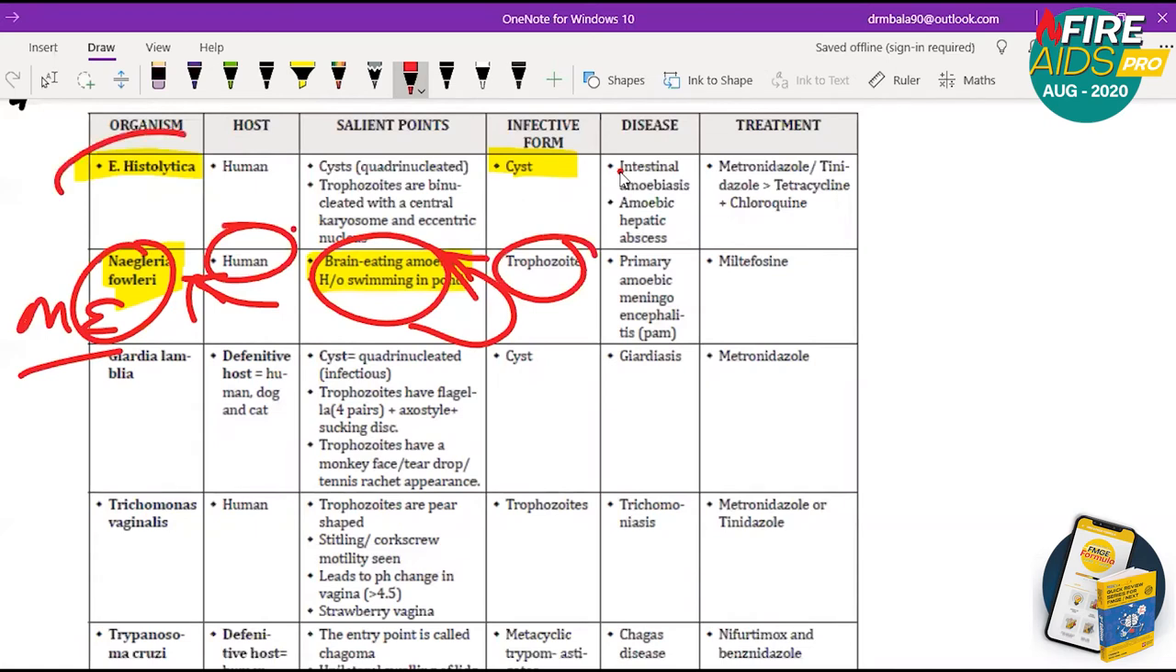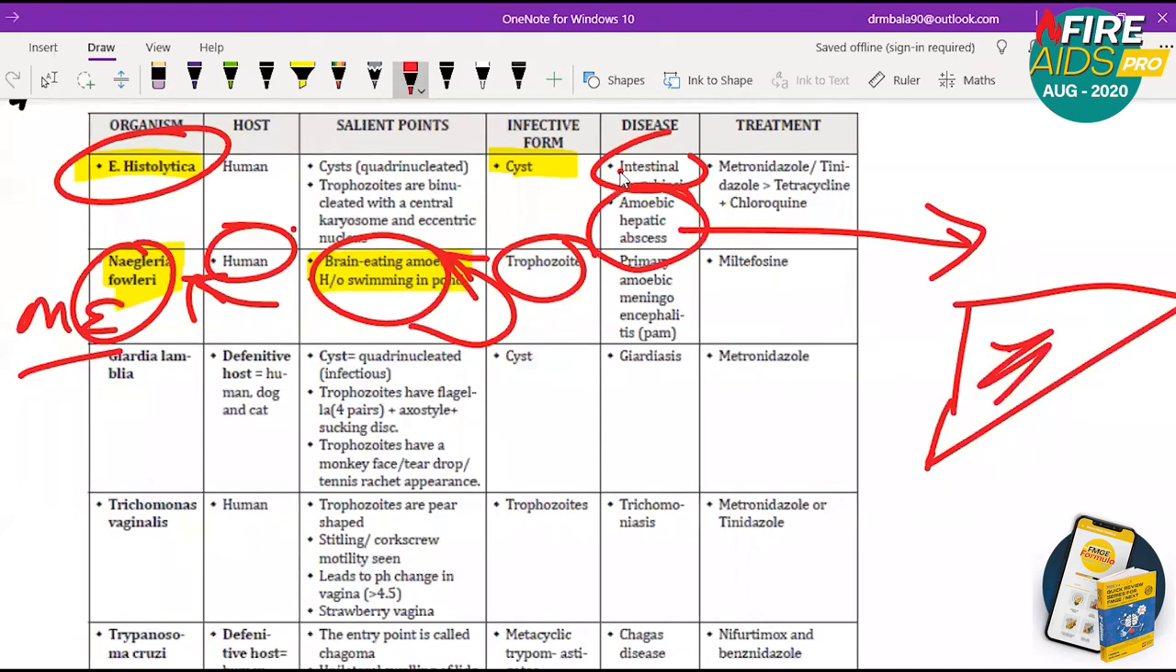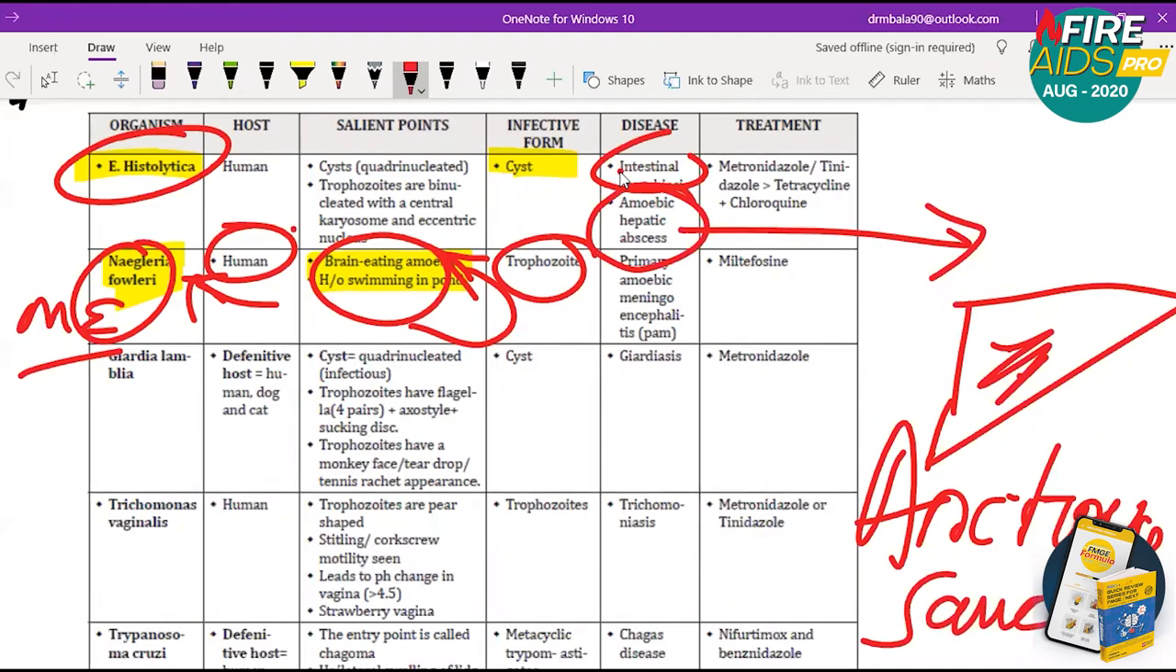Okay. So E. histolytica, one point I missed to say: other than causing intestinal amoebiasis, it causes amoebic hepatic abscess, amoebic liver abscess. When you cut the liver, you get pus. That pus is called anchovy sauce pus. Anchovy sauce pus in the liver. So this is very important. Okay, amoebic hepatic abscess.